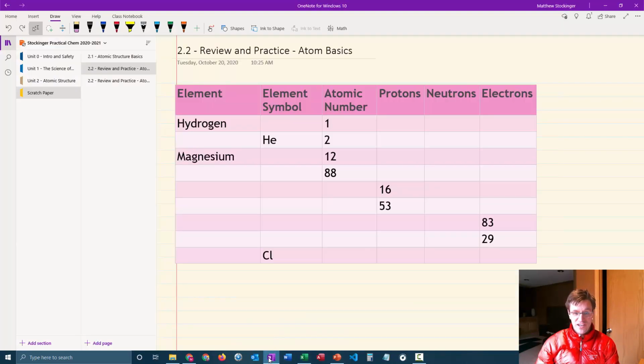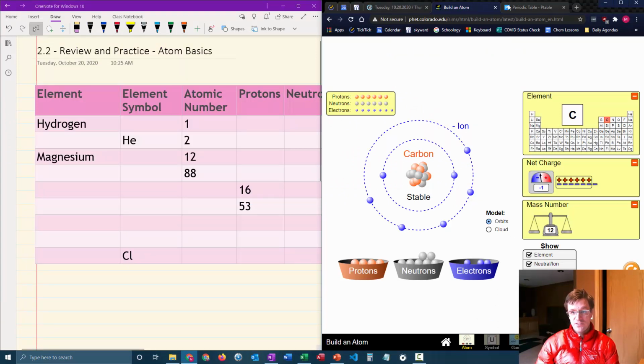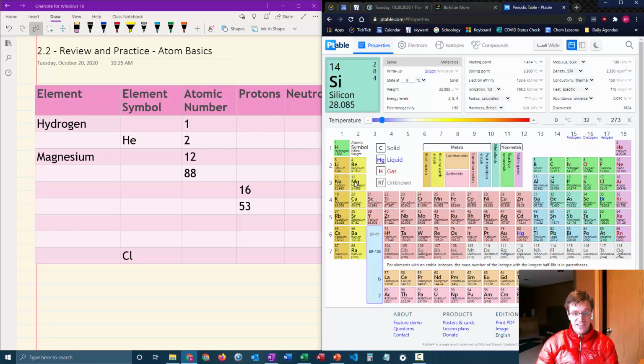So using this knowledge and a periodic table, what can we learn? I'm going to get a periodic table going on one side of the screen here. This is ptable.com, and let's fill this out.